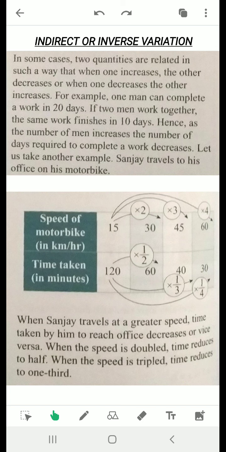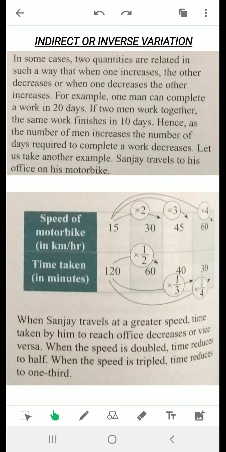One more example: Sanjay travels to his office on his motorbike. If he increases his speed, he will take a lesser amount of time. If he is going at 15 km per hour, he takes 120 minutes; at 30 km per hour, then 60 minutes; at 45 km per hour, then 40 minutes, like that. If he increases the speed, he will take less time. So if speed is increasing, time is reducing.